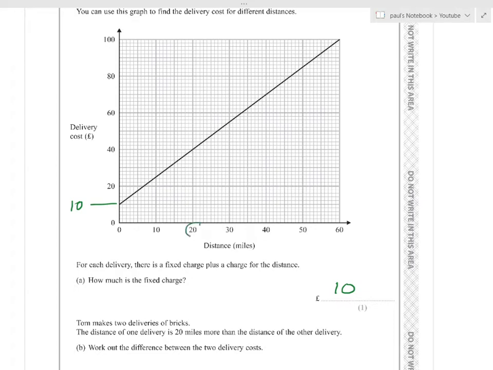Let's say we go 20 and we go 40. That's 20 difference, yeah? So the cost of a 20 distance is £40, and the cost of a 40-mile distance is £70. So the difference is going to be £30. Okay.